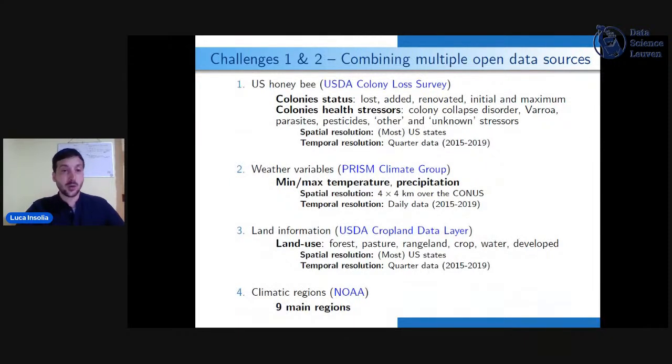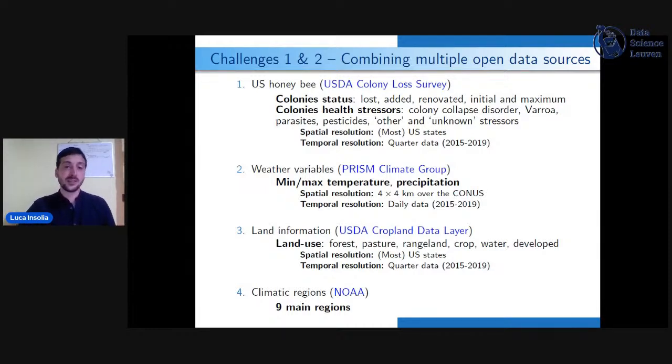So let's now go back to the lack of a single data source for addressing our problem. For this reason, we rely on 4 datasets which contain information at different resolutions. The first dataset is collected by the United States Department of Agriculture, and it contains information about colonies' status and stressors, and covers most of the states in the US. And it is reported on a quarterly basis for the years from 2015 up to 2019.